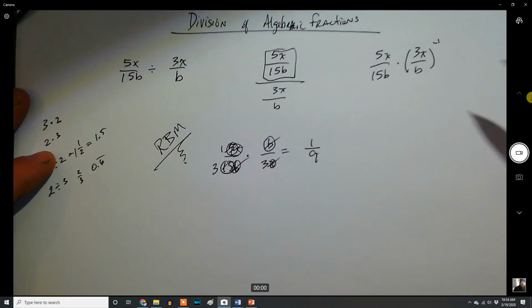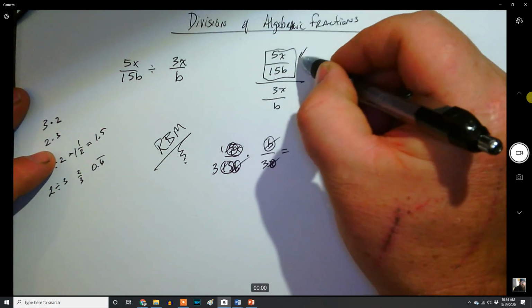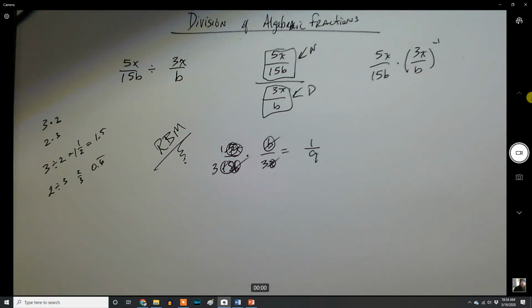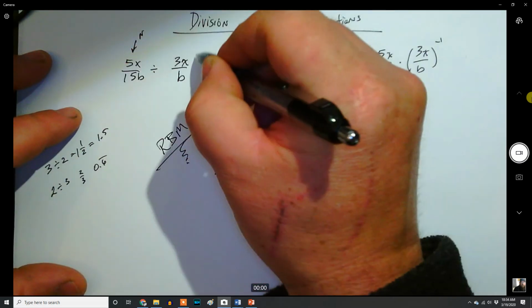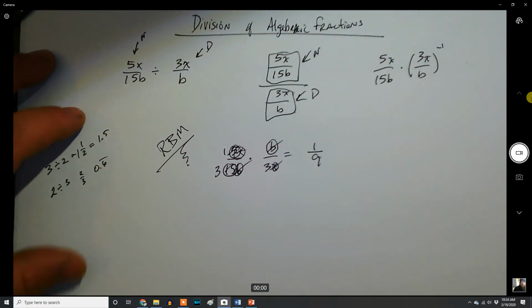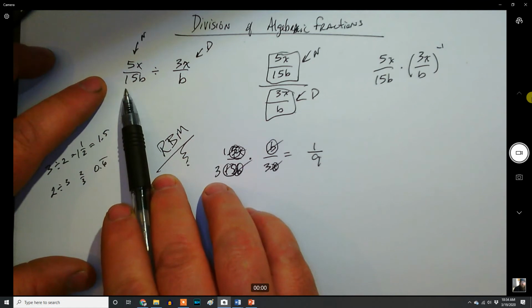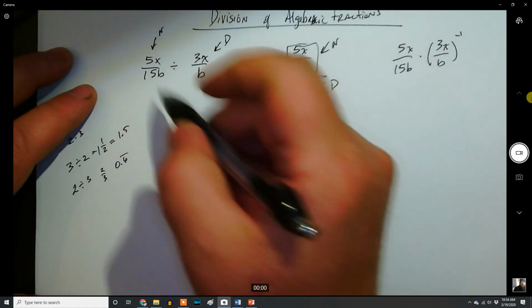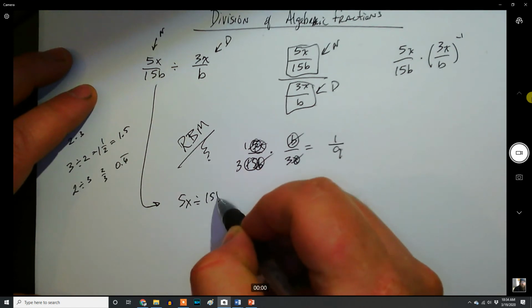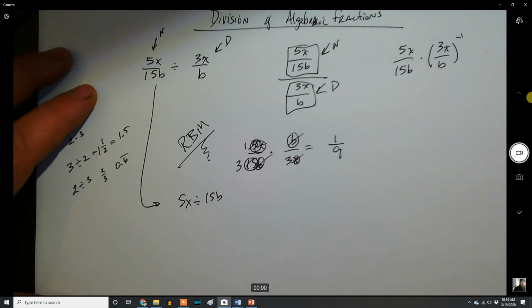This is a complex fraction, this whole thing. And this is the numerator, and this is the denominator, right? Do you see how this right here is the numerator and that right there is the denominator? This means the top divided by the bottom. Just like this means 5x divided by 15b. Look at this right here. 5x divided by 15b. Division, multiplication by the reciprocal.